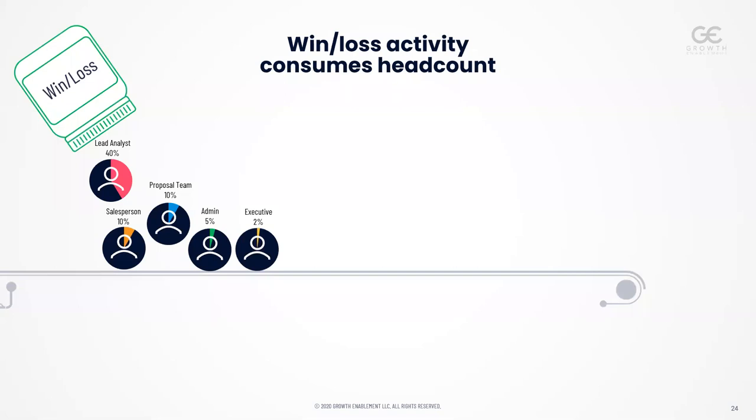So if we start tapping that out, the first thing that we want to recognize is that in order to do the win-loss in the first place, it consumes headcount. So yes, you could outsource all of this activity and hire somebody to do it, and then we'd have a different expense item, but you're going to be using your own headcount. So that's time not spent doing other things. So here we've apportioned different slices of time for different people. Now, obviously, depending on how big the win-loss analysis is, it's going to be driven by how many salespeople, for example, are involved, or how many people in the proposal team.